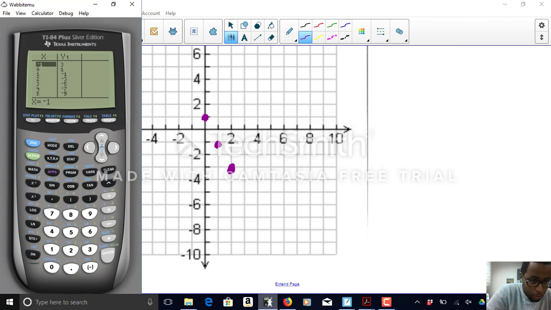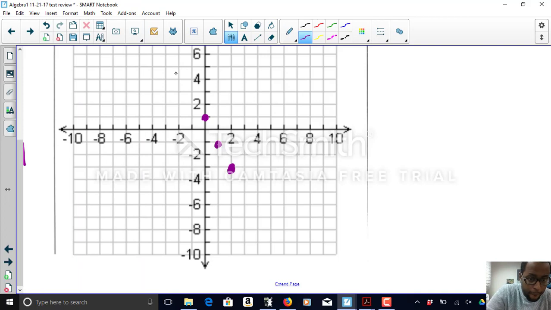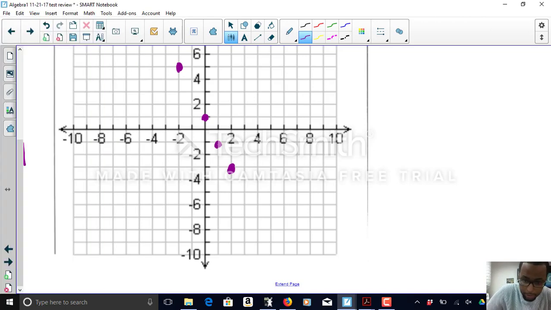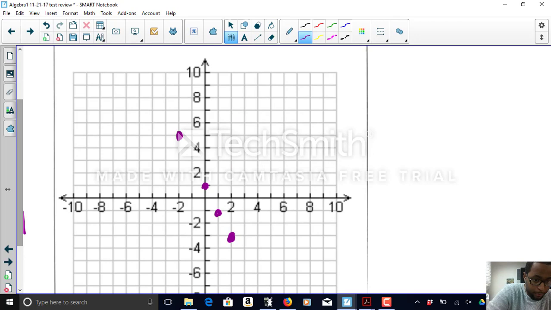Negative 2, 5. Negative 3, 7. Negative 4, 9. So negative 2, 5 is here. Negative 3, 7. And the last one is negative 4, 9. And based on this graph, I'm going to draw my line like this. So the first function I graphed was right there.